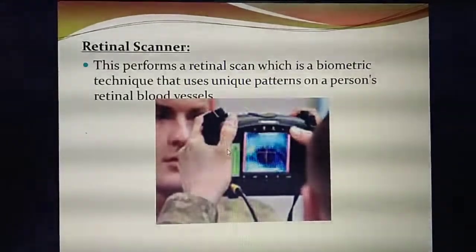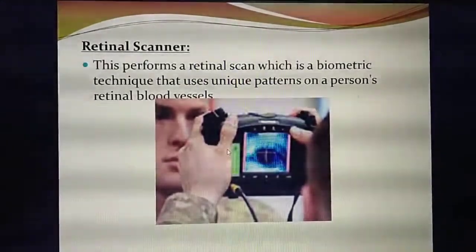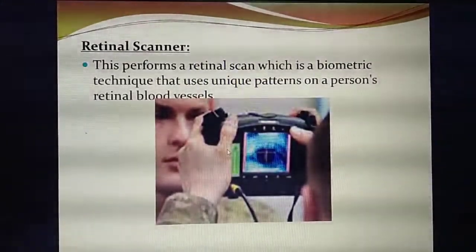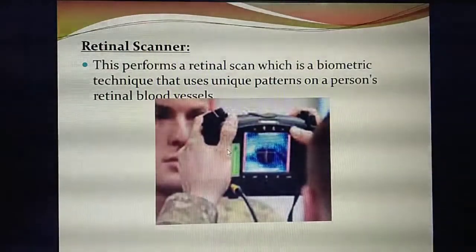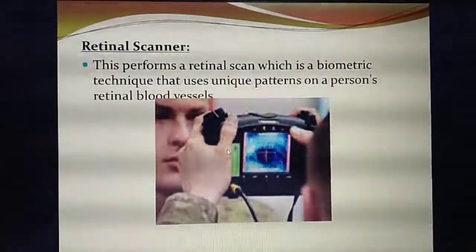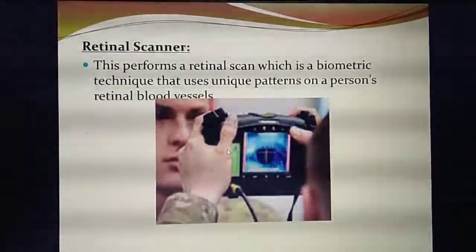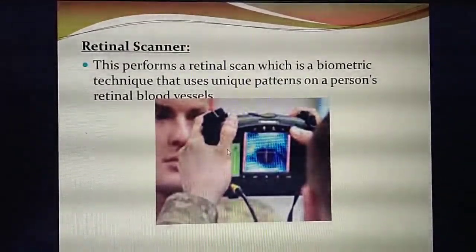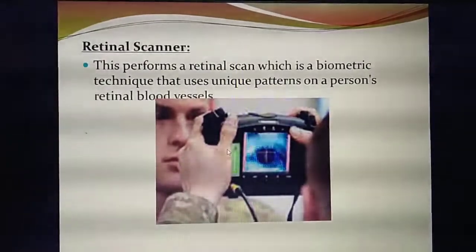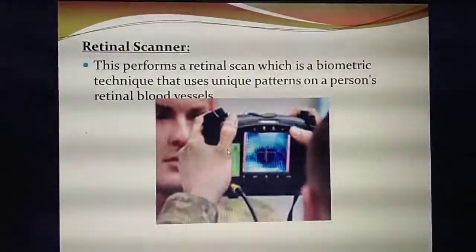The next one is the retinal scanner. What does it do? It scans our eyes, isn't it? Like a thumb impression, no two persons have the same retinal impressions.